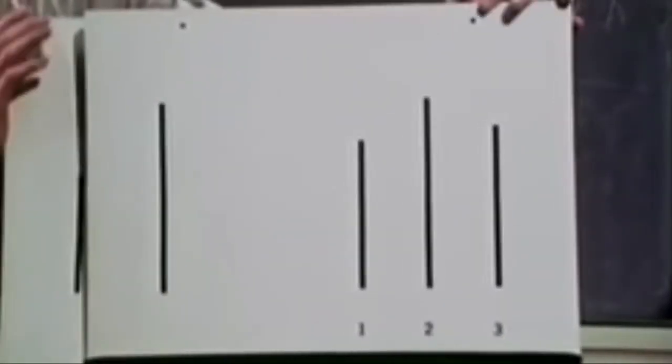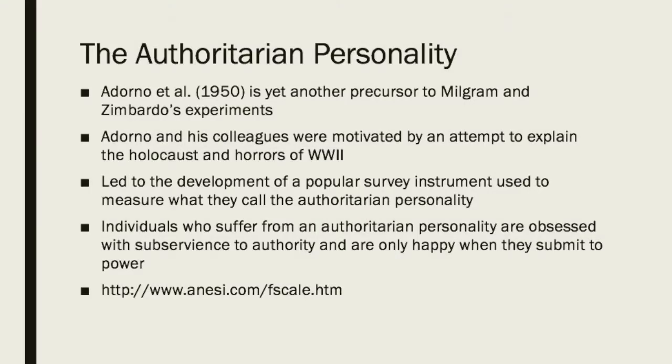Group dynamics is one of the most powerful forces in human psychology. Another important study in the history of psychology that's a precursor to Milgram and Zimbardo's experiments is Adorno et al.'s book on the authoritarian personality. This was not an experiment per se, but rather a study that led to the design of a survey instrument that the authors argue can measure individual authoritarian tendencies.